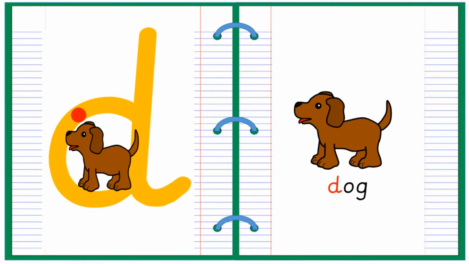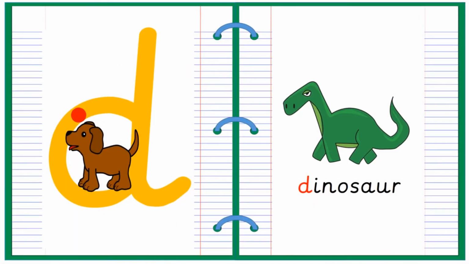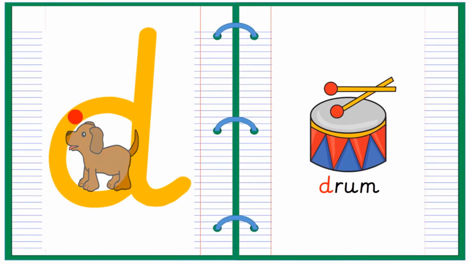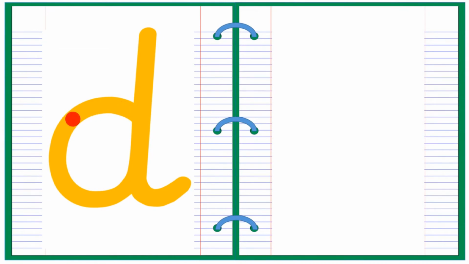Now let's see how we can write D. D. Round a doggy, follow its tail all the way up, then down with a flick. D. Dog. D. Dinosaur. D for drum. D. Round, then all the way up nice and tall, and then back down with a little flick.